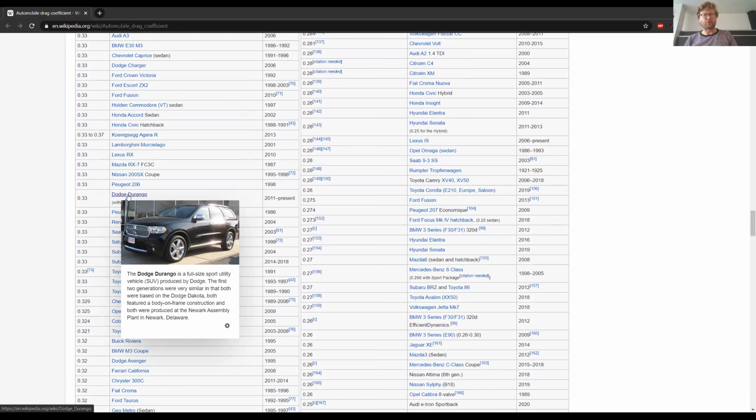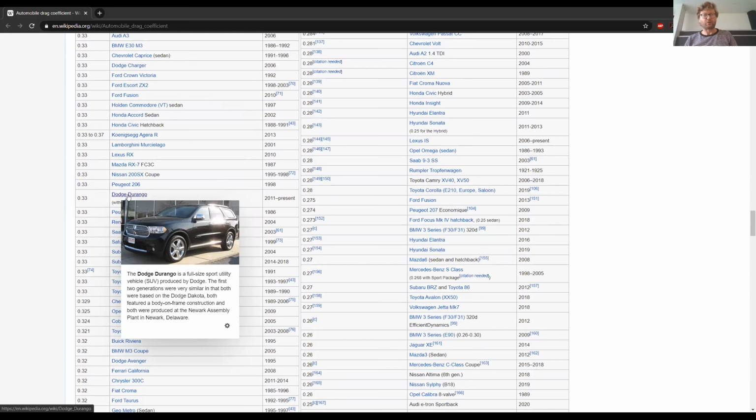However, if we look at the drag coefficient, we're at 0.33. So it has a lower drag coefficient than the Lamborghini. And of course, we know now that in order to compute the actual drag force in Newton, we have to multiply this drag coefficient with the projected area of the car. And of course, the Dodge Durango has a lot larger area than the sleek, thin Lamborghini.